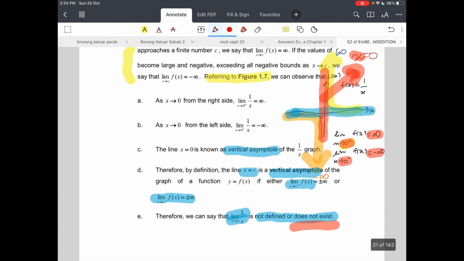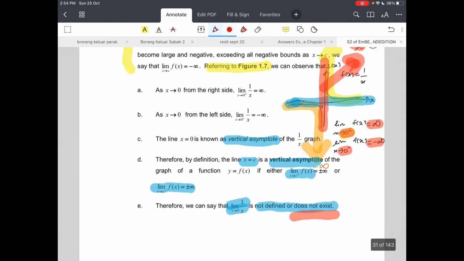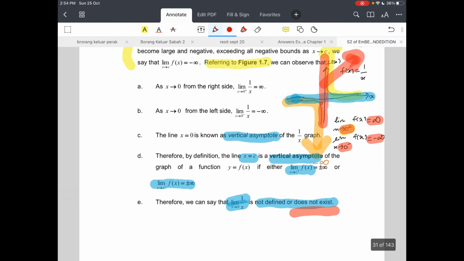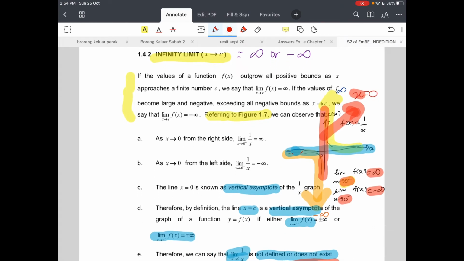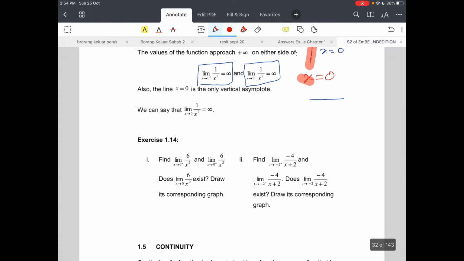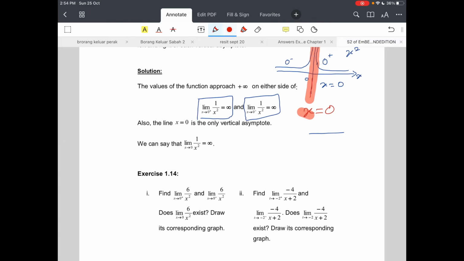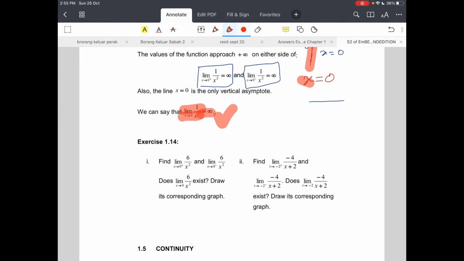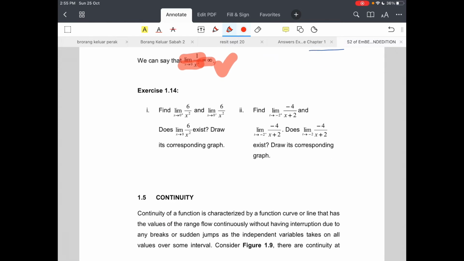We go back to this. That is the vertical asymptote. The horizontal asymptote is for the limits involving infinity. Now we can say that for the limit as x approaches 0 of 1 over x squared, the two-sided limit is equal to infinity.